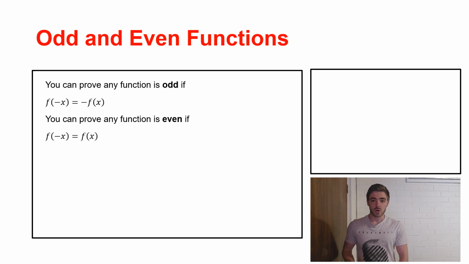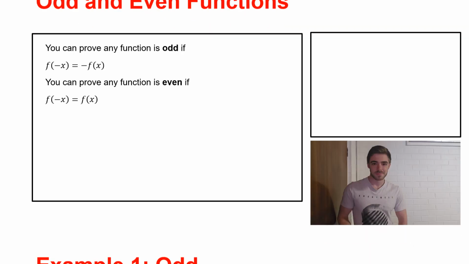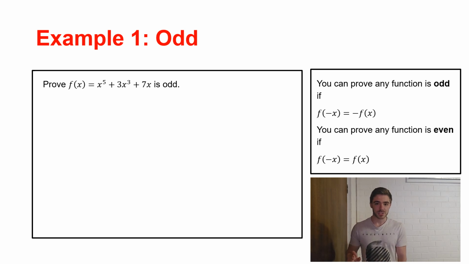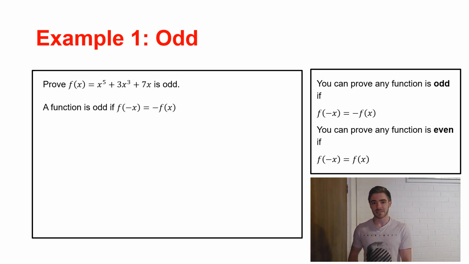The idea of an odd or even function is a little bit different because it's not specific to polynomials. Odd or even functions are those that meet the following criteria. We're going to look at a few examples. We can prove that any function is odd as long as f(-x) is the same thing as -f(x). So if we're going to try and prove this, then the first thing we're going to do is figure out what is f(-x).